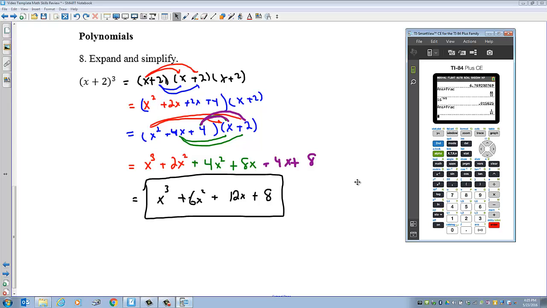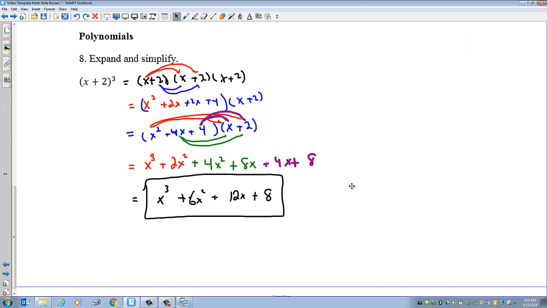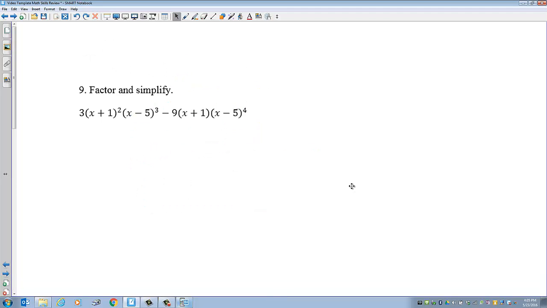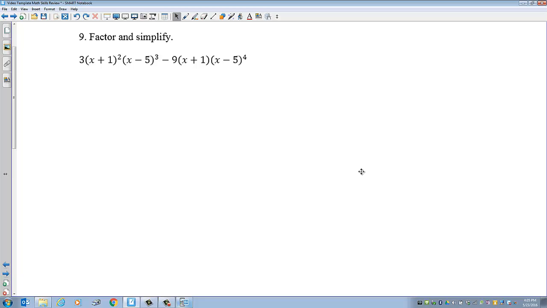But you can use a calculator to check it to see if you did it right or not. All right, then number 9, factoring and simplifying. So this is always really tricky for students. So factoring is sort of the inverse of what we did above.